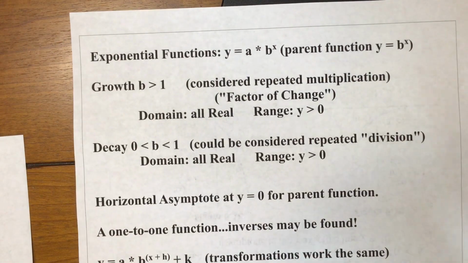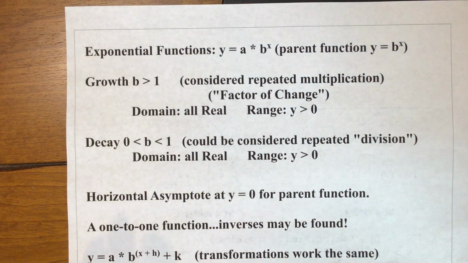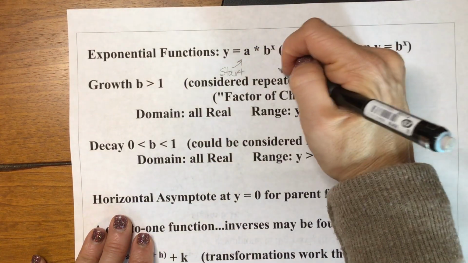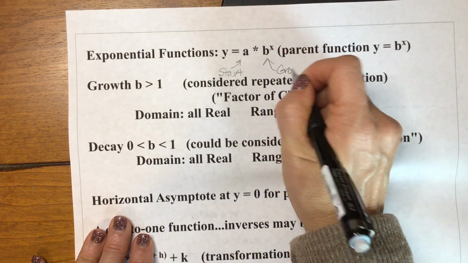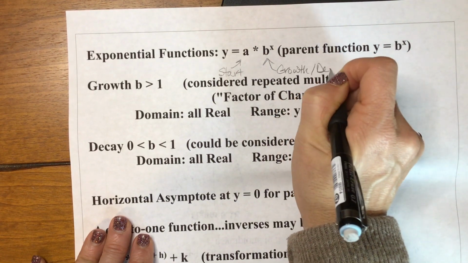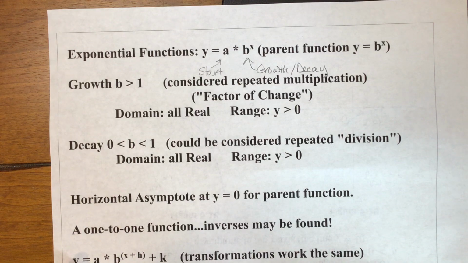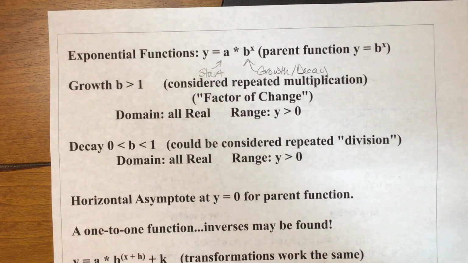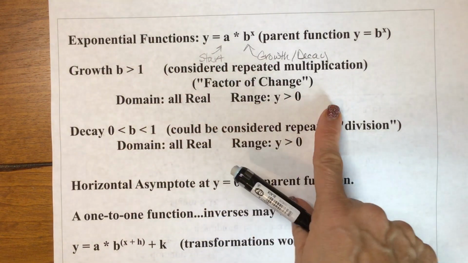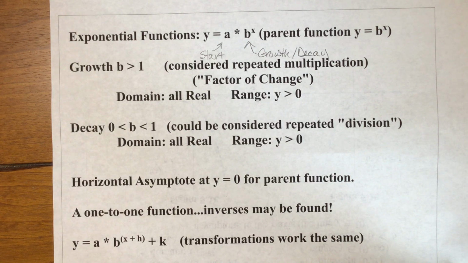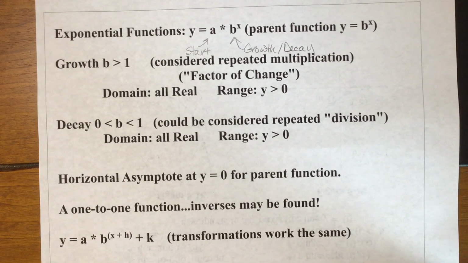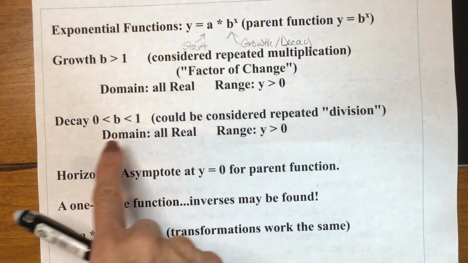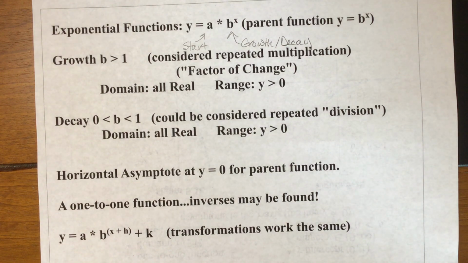And so exponential functions, remember our a value was always our start value. And b was our growth or decay factor. And so if b was greater than 1, it was growth. So notice we have all the information about that there. If b was between 0 and 1, it was decay. So notice growth is repeated multiplication. Decay could be considered repeated division.